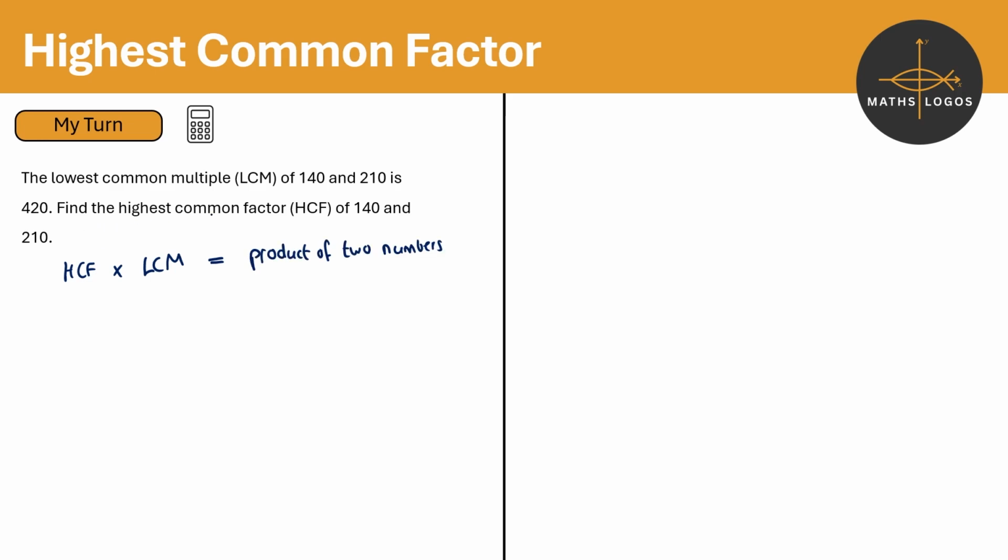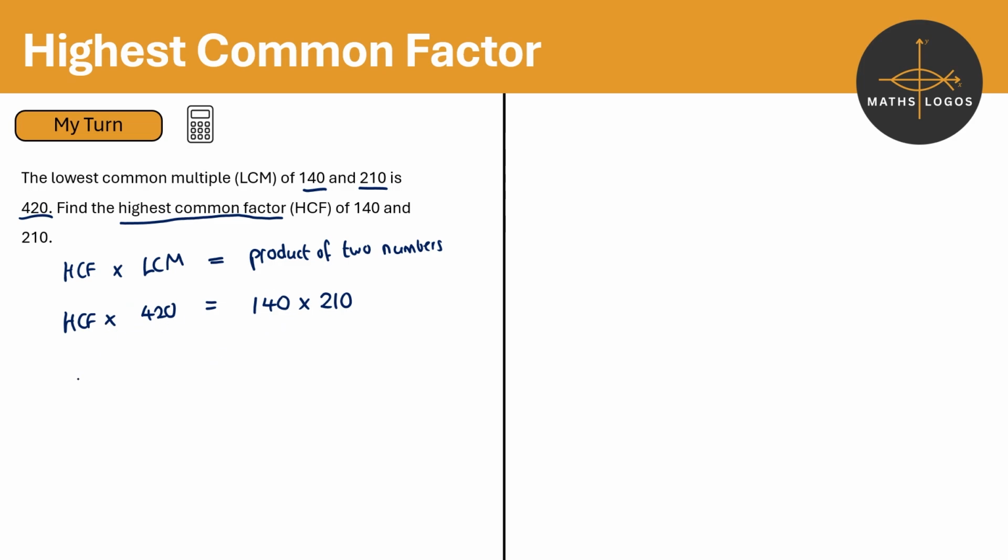And we want to find our highest common factor because that's what it's asked us, is find the highest common factor. And it's given us the lowest common multiple. It said the lowest common multiple is 420. So we can substitute that in to our formula. We know the lowest common multiple. And the product of the two numbers, well, the two numbers are 140 and 210. So the product means we multiply those numbers together. And we get this formula here. The highest common factor multiplied by the lowest common multiple is equal to the product of these two numbers.